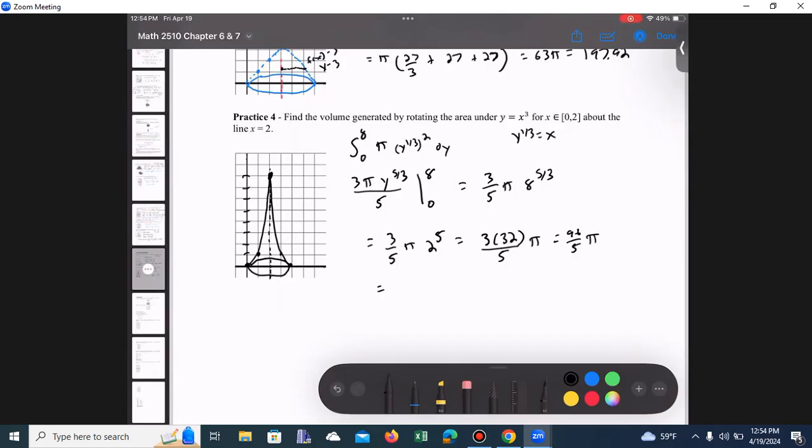which is going to be 19.2 pi, about 60.332. All right, so that is the volume for rotating it over the x equals 2 line.